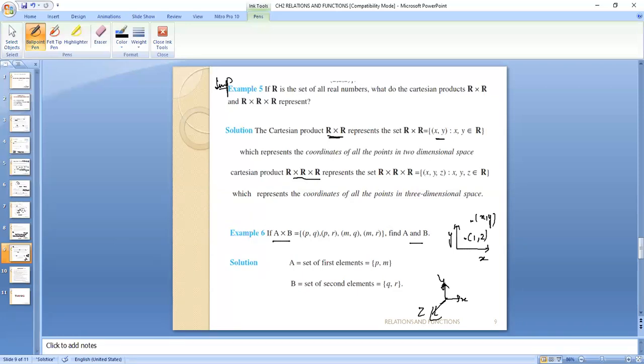Now we know the first element represents the first set and the second element represents the second set. So set A will have the first elements, P, then M, and B will be the set of second elements, Q and R. And whenever you take the product, P with Q, P with R, M with Q, M with R, your answer is verified. So the question can be in reverse also: the product is given and you have to find the elements of set A and set B.